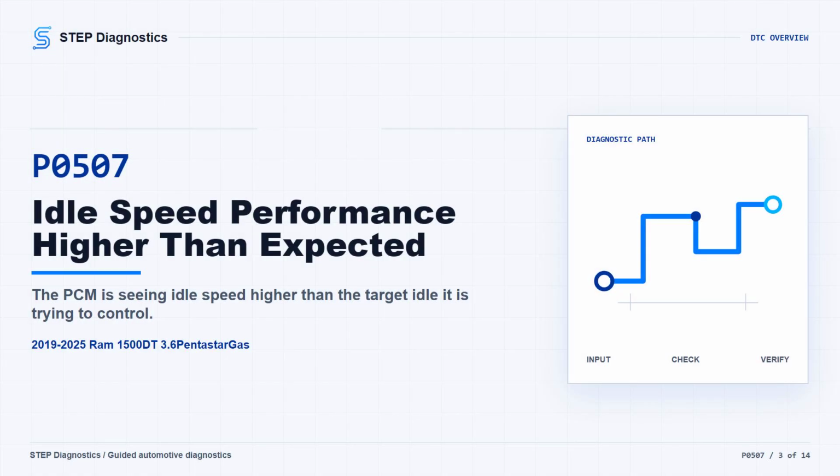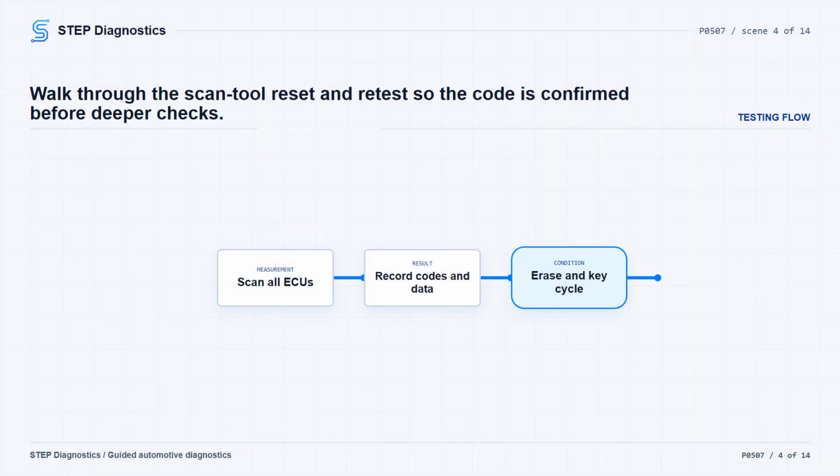The monitor runs at idle with no throttle input and vehicle speed at 0 after engine run time of more than 30.0 seconds. The code sets when engine speed is more than 200 RPM above idle speed for 30.0 seconds. The MIL will illuminate. Start with the basic system checks before getting into the P0507 path.